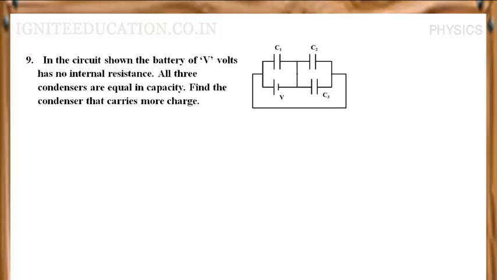Find the condenser that carries more charge. So our motto is to find the capacitor which is having more charge. We don't know which is the exact capacitor having more charge. Our motto is the capacitor with more charge. That is the thing we need to find out. That is our motto.